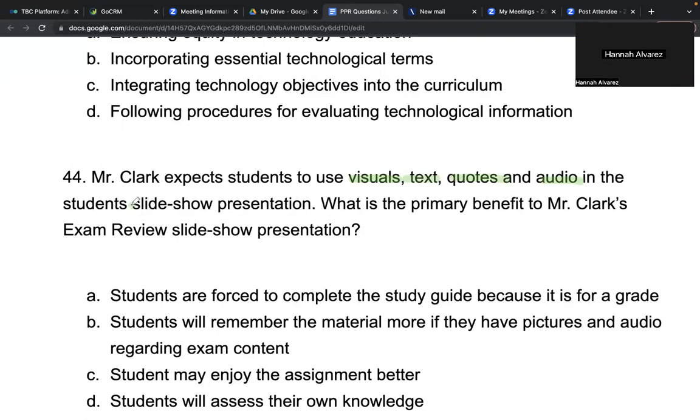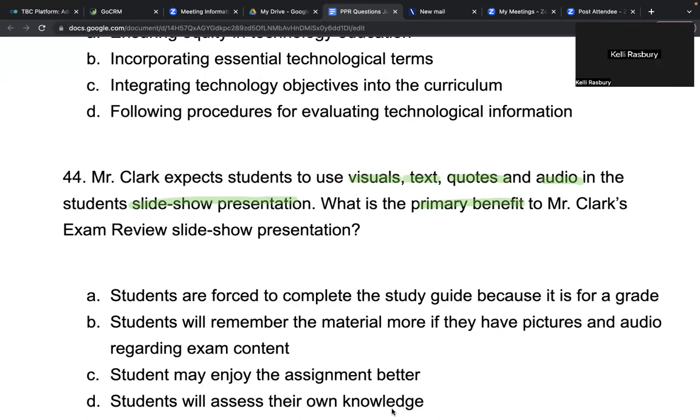And what is the primary benefit of this? Got it. Main reason. A, students are forced to complete the study guide because it is for a grade. B, students will remember the material more if they have pictures and audio regarding exam content. C, students may enjoy the assignment better. D, students will assess their own knowledge.